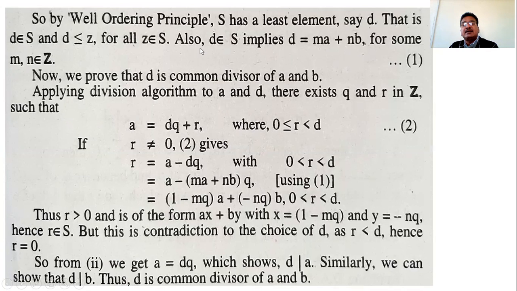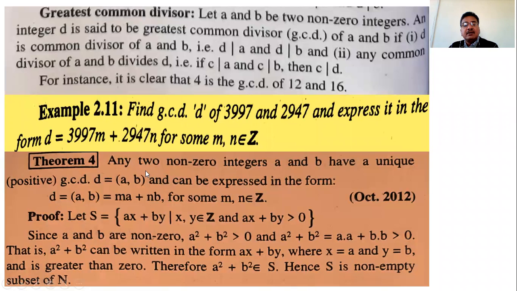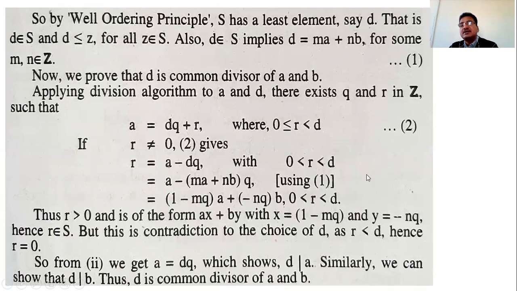D is a greatest common divisor of A and B, and that's why any two non-zero integers A and B have a greatest common divisor D and can be expressed in the form ma plus nb. Now it remains only to show the uniqueness of D, that is, D is unique.